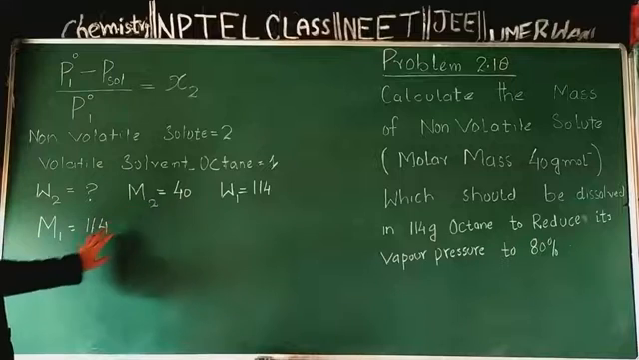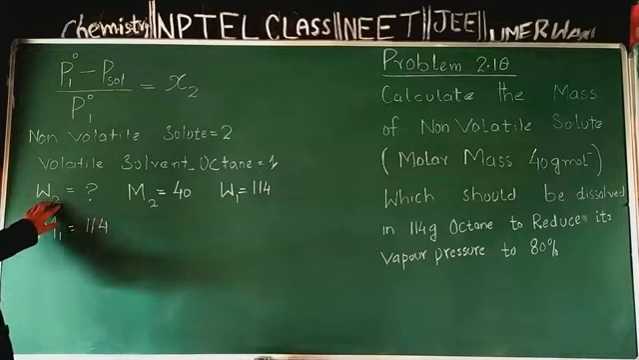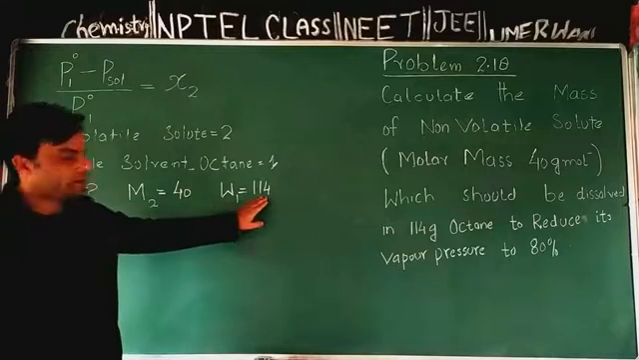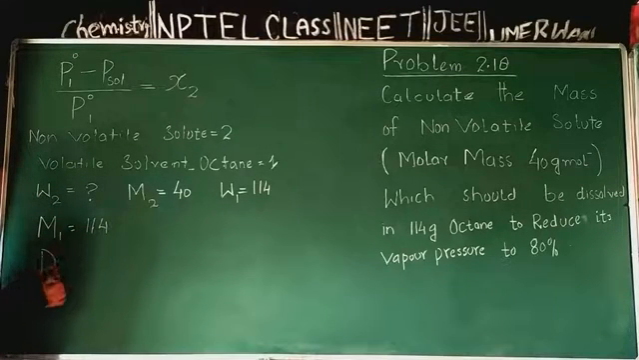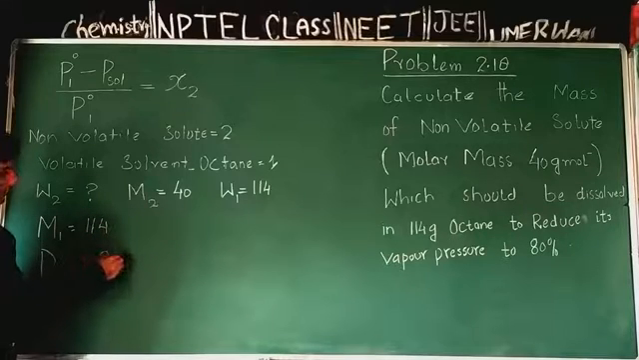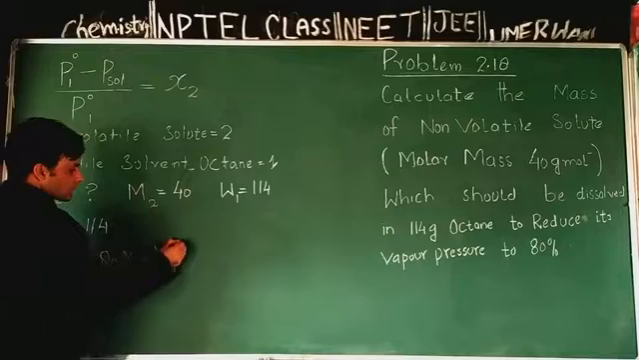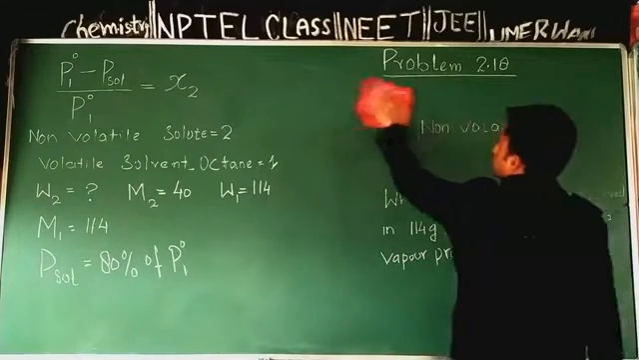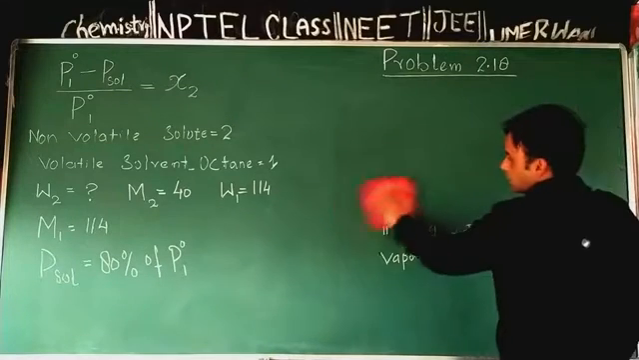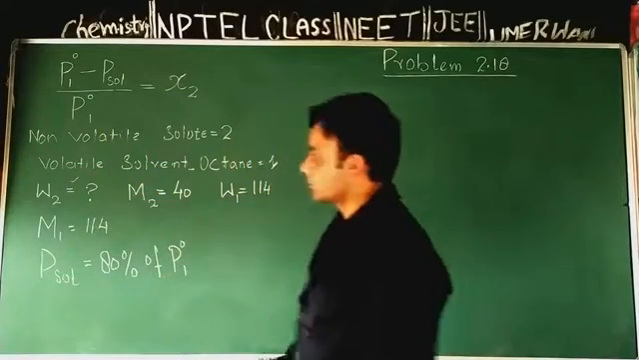Molar mass of non-volatile solute is given, 40. Molar mass of octane I know, 114. Now I need to calculate how much mass of non-volatile solute is to be dissolved in 114 grams of octane so as to reduce its vapor pressure to 80%. So the question says that vapor pressure of solution is only 80% of pure solvent, pure octane, that is P01. These are given parameters in the problem, and this is the unknown parameter which I need to calculate, and the rest are known parameters.